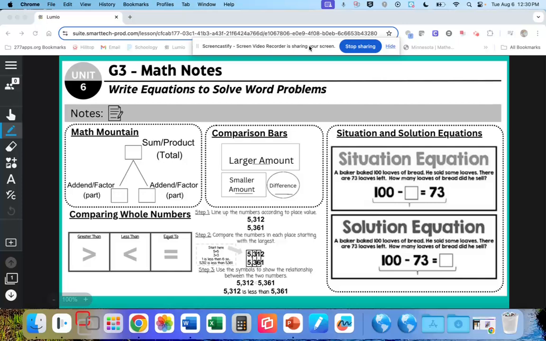Welcome to Grade 3, Unit 6 Math Overview. During this time, please have your note sheet available that looks like this one and your notebook in order to take some notes and try some examples. All right, here we go on write equations to solve word problems.